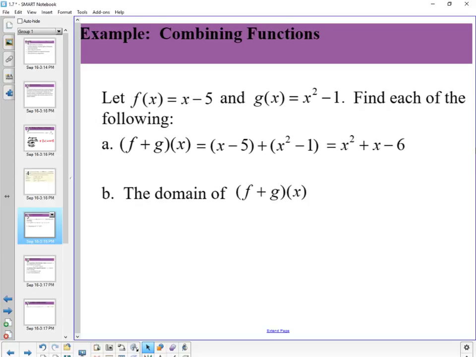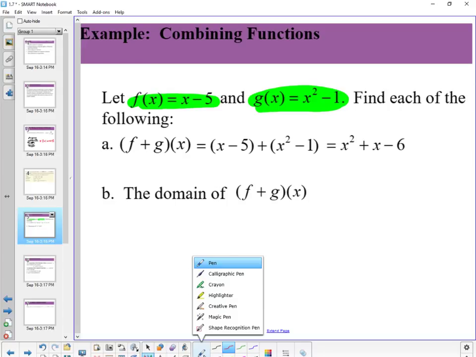Combining functions. We've got two functions here. We have f of x and we have g of x. Let me go ahead and highlight those for you because you can't see them very well. So here's f of x. Sorry, that's g of x. And here's f of x. And they want us to create these new functions, f plus g of x. And I have answers up here. Why did I do that? Where's my pen?